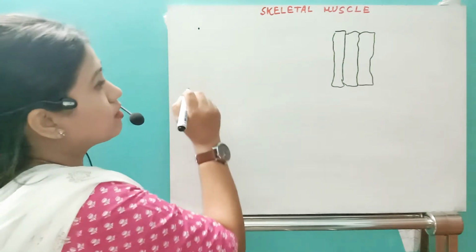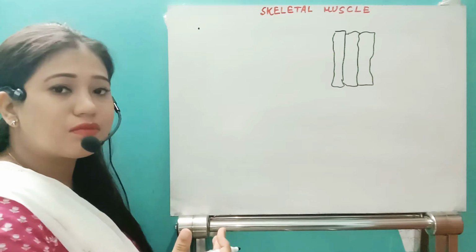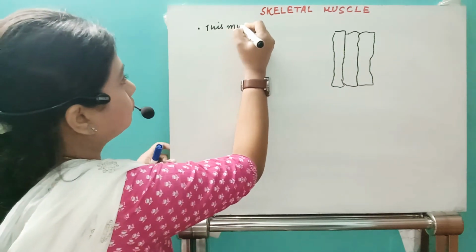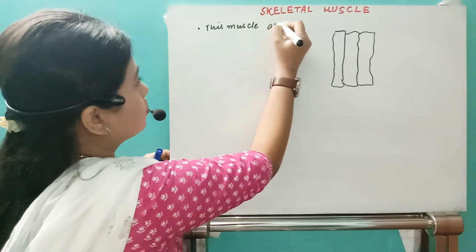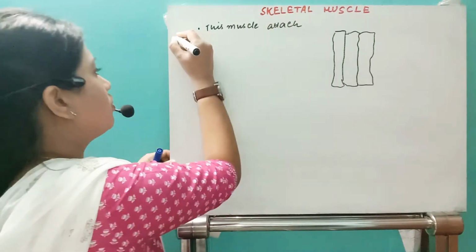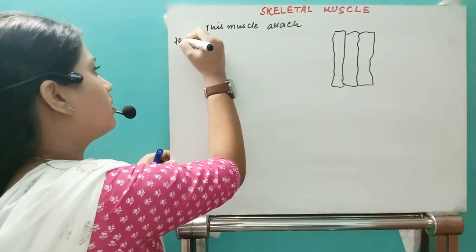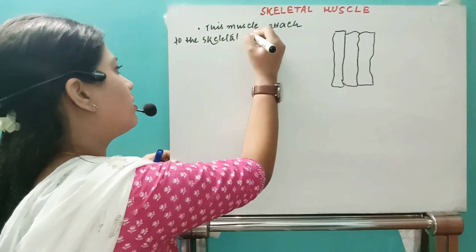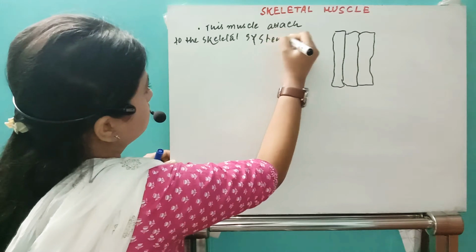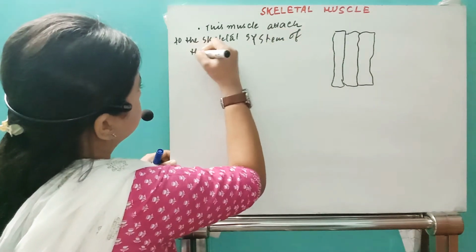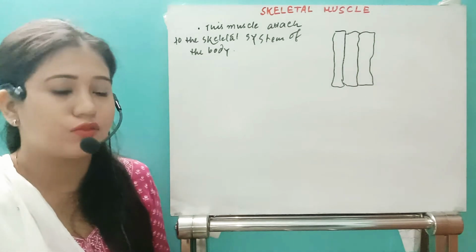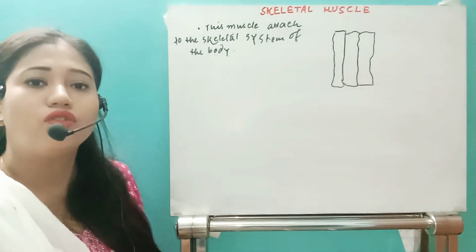Okay, so why is it named skeletal muscle? Because this muscle is attached to the skeletal system of the body. Okay, so this is the first thing you need to know. They are attaching to the bones.